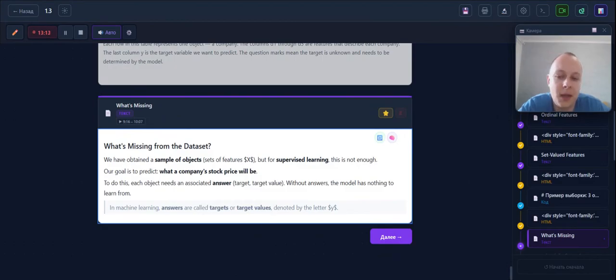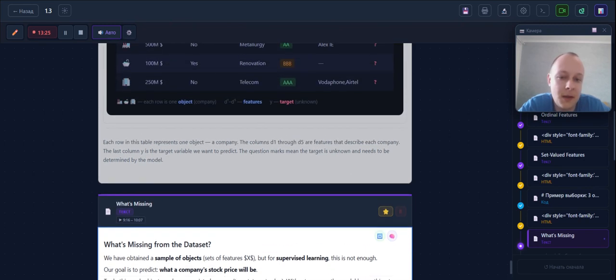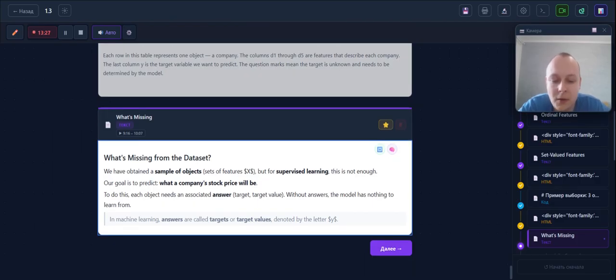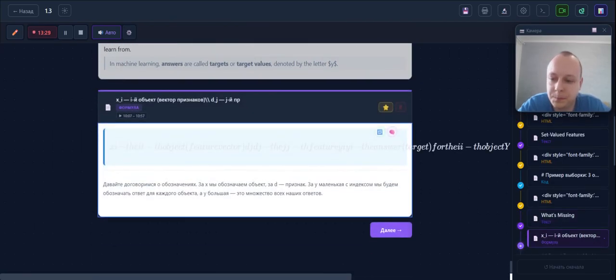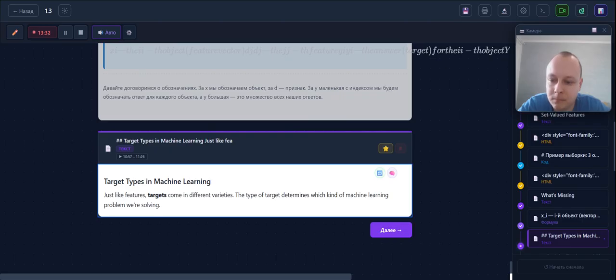And what's missing from the dataset? We have obtained a sample of objects, sets of features, but for supervised learning this is not enough. And now we have to look at targets. Target types in machine learning, just like features. Targets come in different varieties. The type of target determines which kind of machine learning problem we are solving.